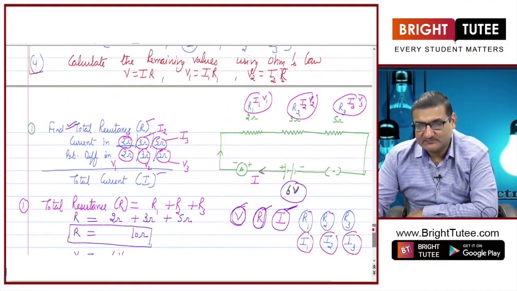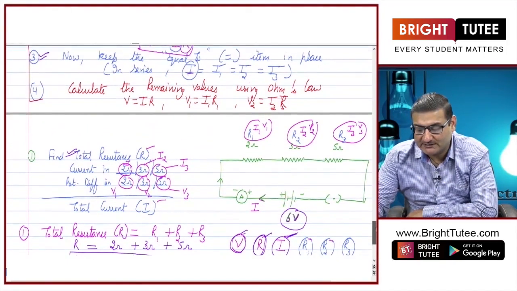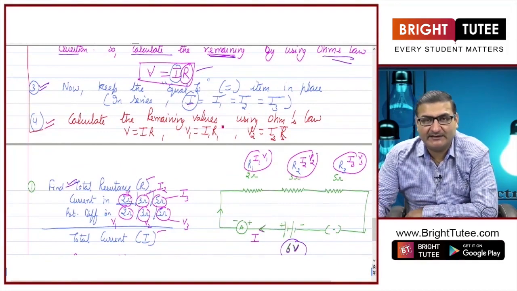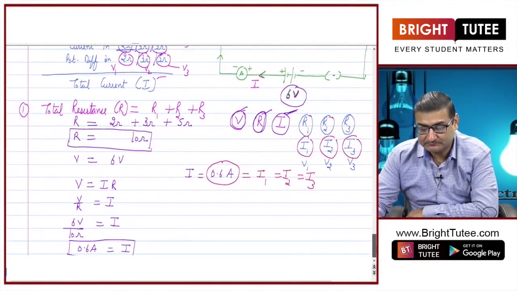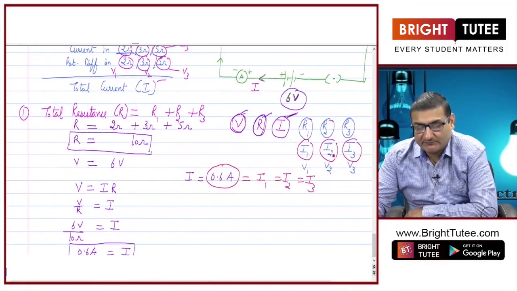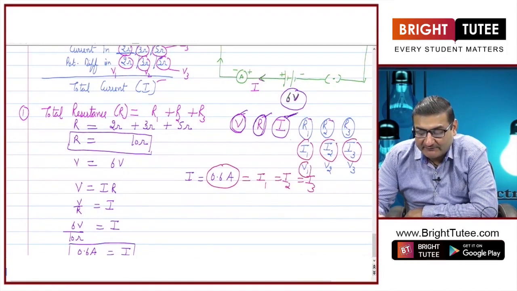Going back again, up and down many times. I hope you are not finding it difficult. Next, the fourth step: calculating the remaining values by using Ohm's law. Down again. Now all the things are circled. Let us see what we are left with. We are left with V1.